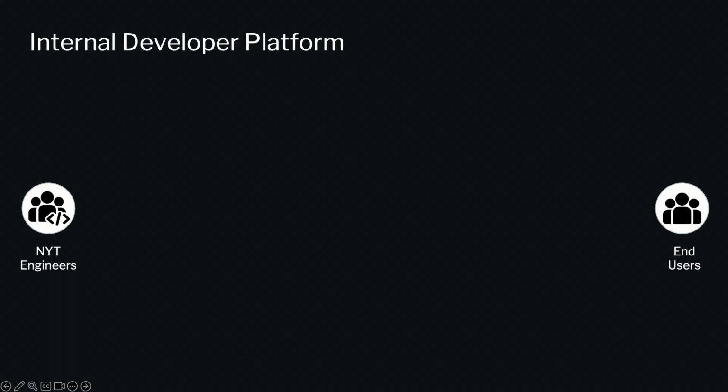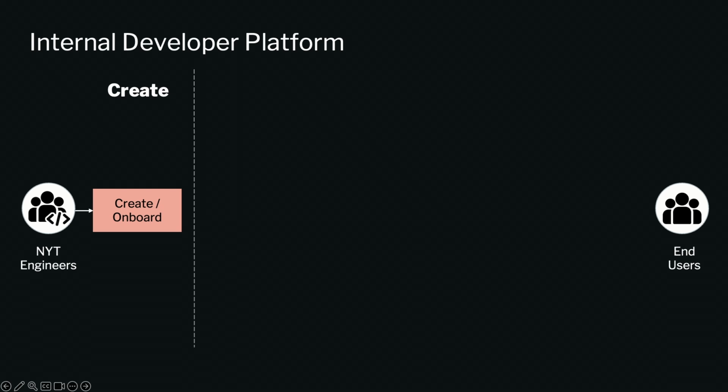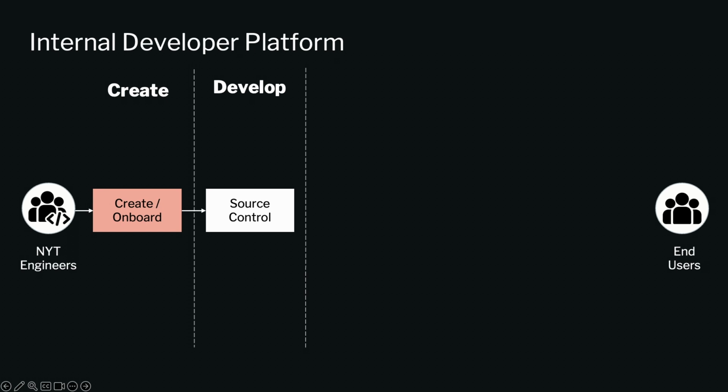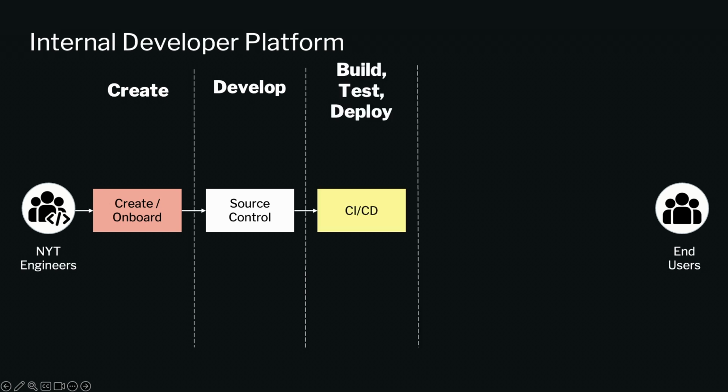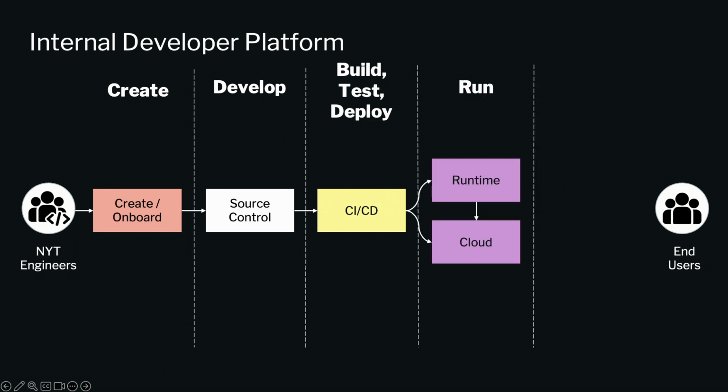So we have engineers on the left and users on the right. The first use case is how do they create a new application, or how do they get onboarded to this platform? The idea here is to create something simple that they can use to get started. The next is some source control, which in our case is GitHub. The next is a CI/CD platform, so testing, building, and deploying. Next is a runtime, which we'll talk a little bit more about, but in our case is Kubernetes. And then some cloud provider where they can run everything that may not be Kubernetes, so any managed services that they need, databases, those sorts of things.